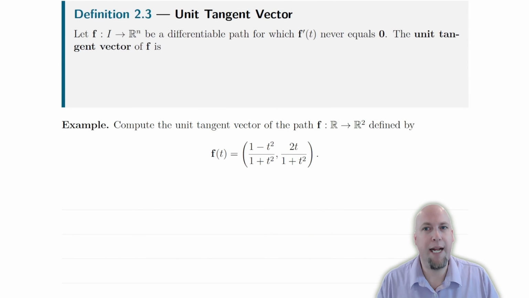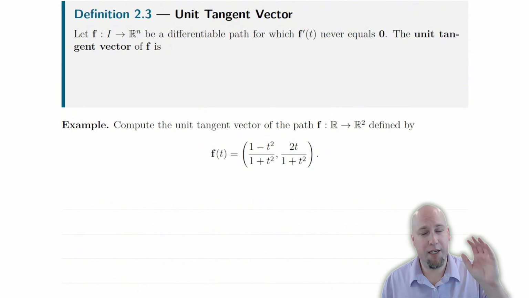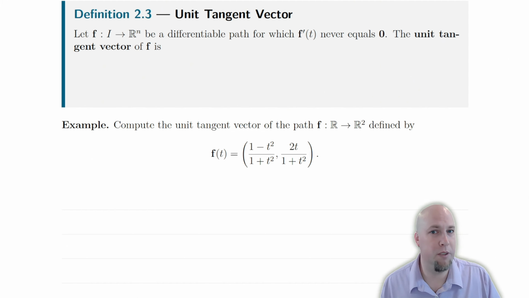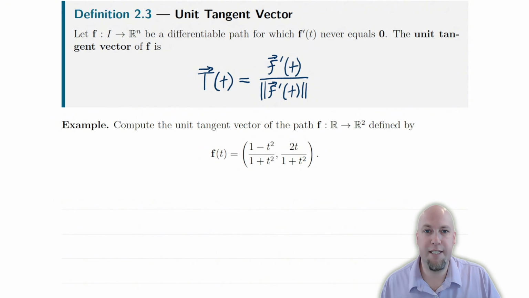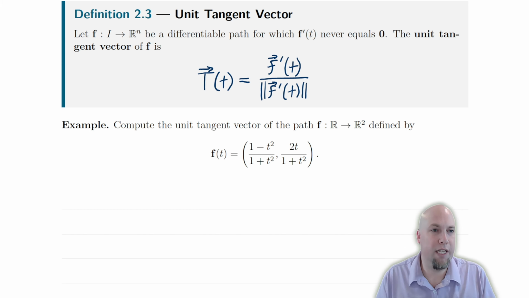So this is mild definition time. This isn't as beefy as the previous definition, so don't worry about it too much. We're going to introduce something called the unit tangent vector. Suppose that you've got some differentiable path, so you can take a derivative of it and compute the velocity vector, and suppose furthermore that the velocity vector is not 0. Then the unit tangent vector is the velocity vector divided by its length. So it's just the velocity vector rescaled to have length 1.